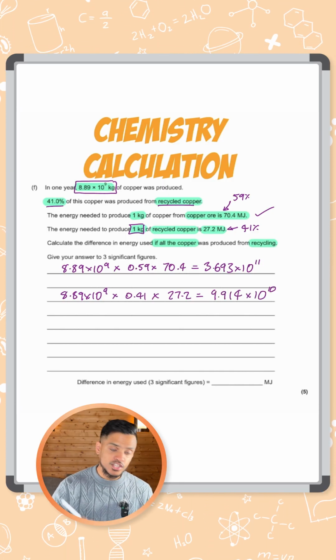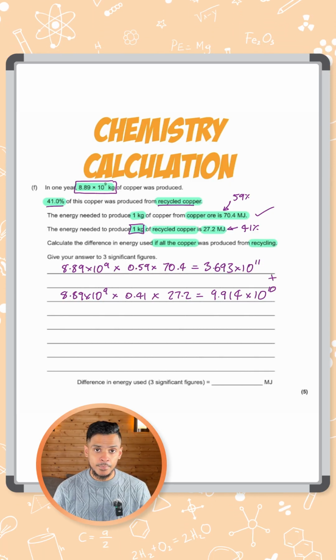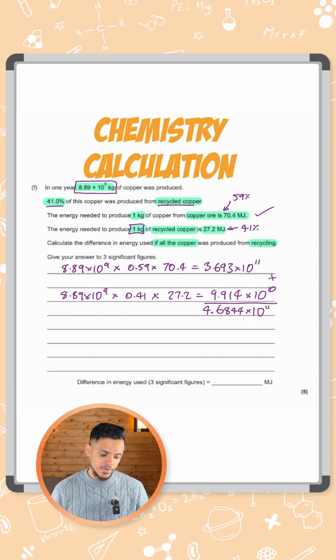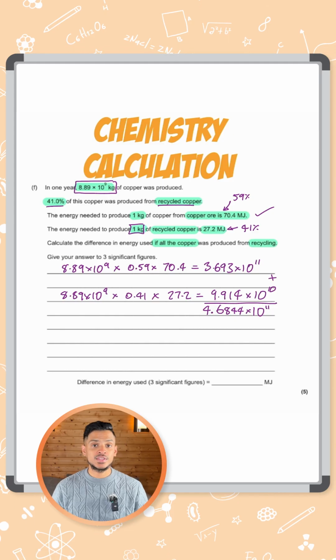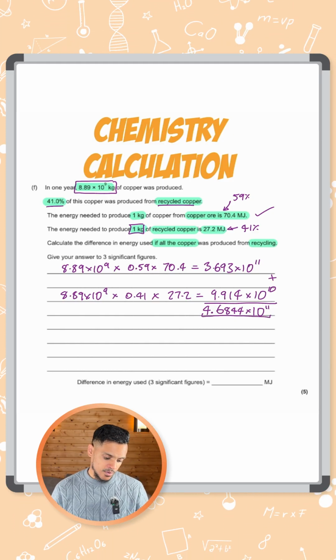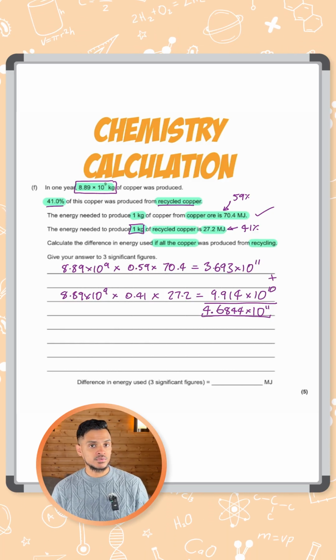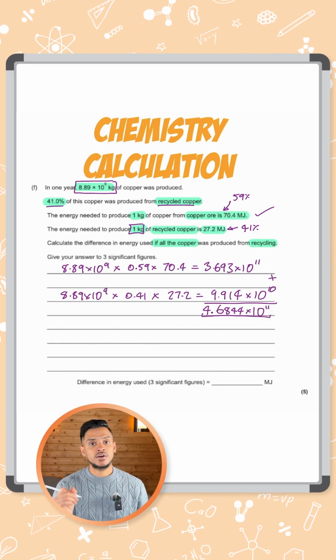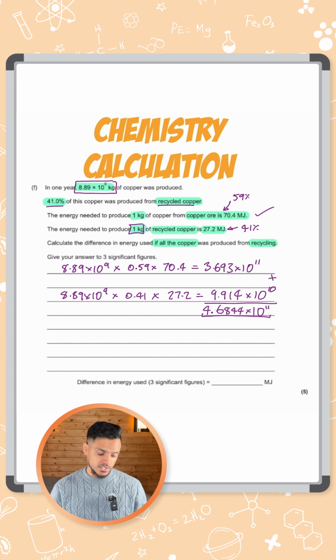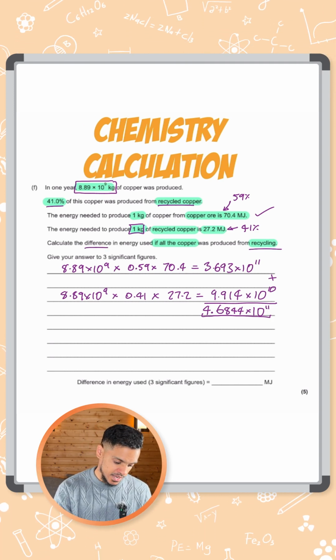Okay, so to find the total energy from this process, we just get those two numbers and add them up. Adding them up gives you 4.6844 times 10 to the 11. Okay, let's keep this number to a side now. So that is how much energy we use by doing 41% of recycled copper and 59% from the copper ore. The question is asking for the difference if all the copper was from recycling.